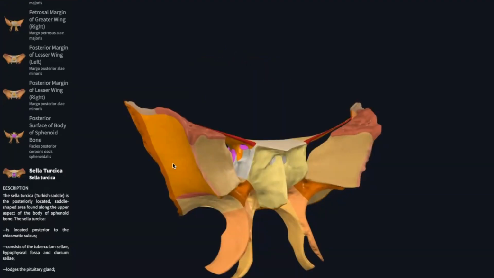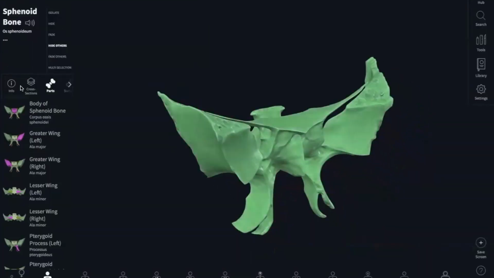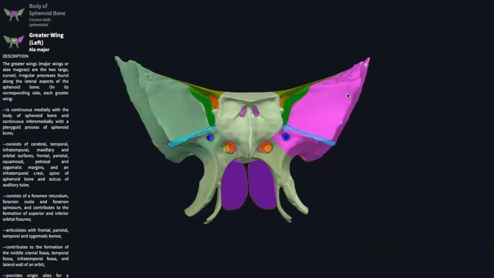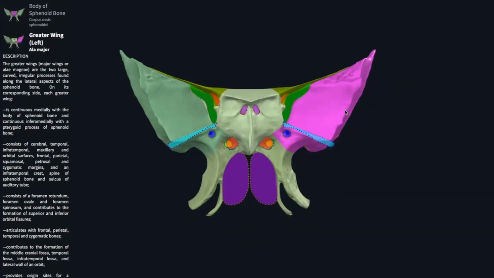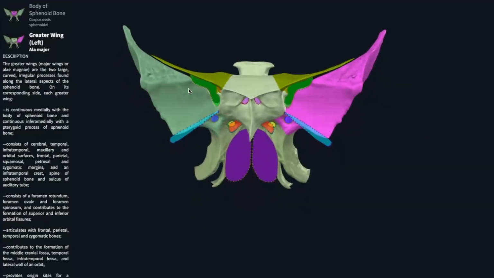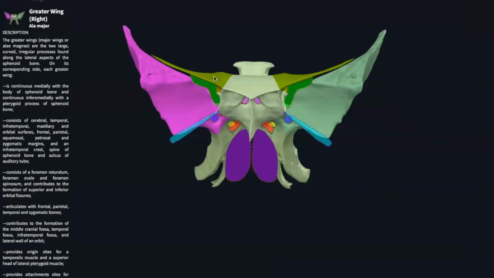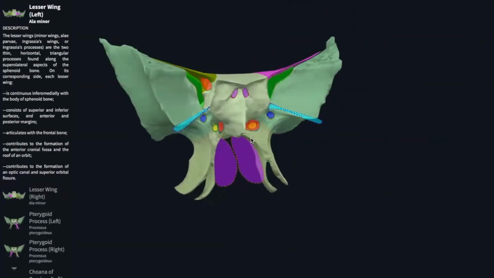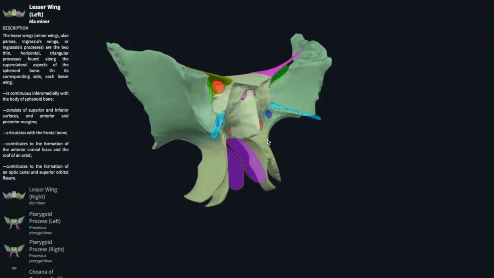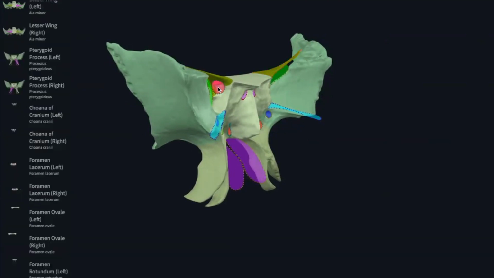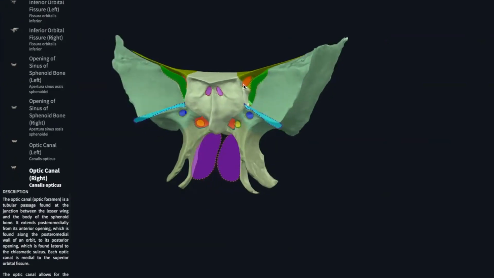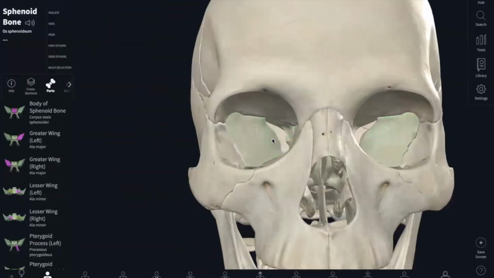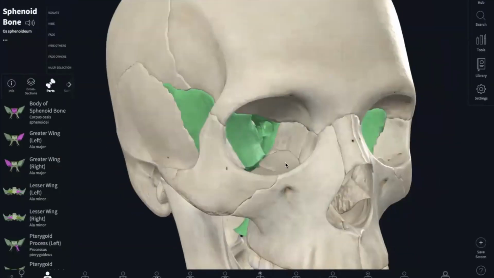Next, what you need to know are the greater and lesser wings. It's kind of in the name. So this highlighted in pink is the left greater wing. So that would mean this is the right greater wing. And then these are your lesser wings because they're smaller. Finally are your optic canals. And what you can derive from this is optic, like your eyes, and their canals. That's where the optic nerve passes, right here. So these would be your eye sockets, right?